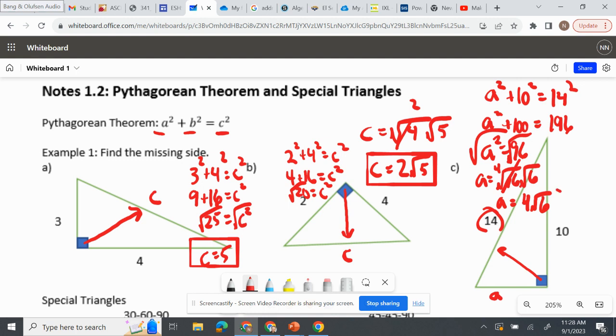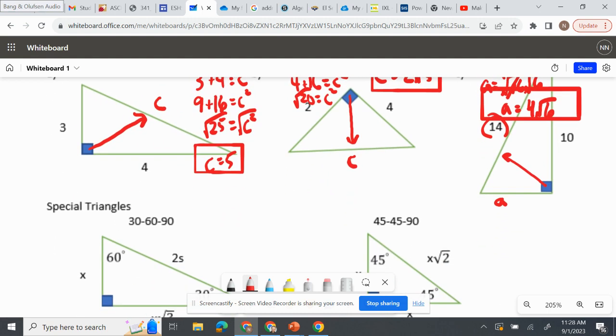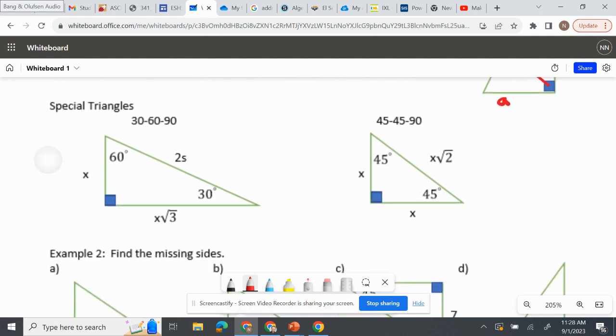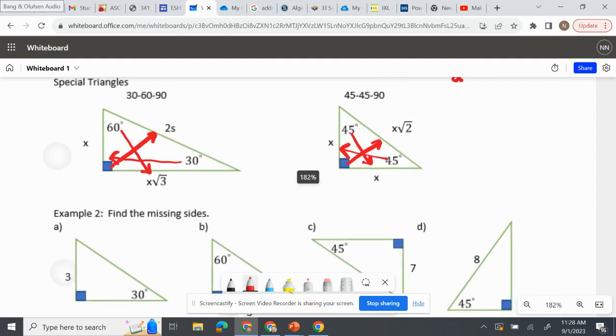Now, if we're looking at the next one, we're going to be using our special triangles. So for the special triangles, we have our pattern. Across from the 30-degree side is x, across from the 60-degree side is x rad 3, and across from the 90-degree side is 2x. Now for 45, 45, 90, across from each 45-degree side is x, and across from the 90-degree side is x rad 2. So we're going to be using those patterns to solve for our triangles.